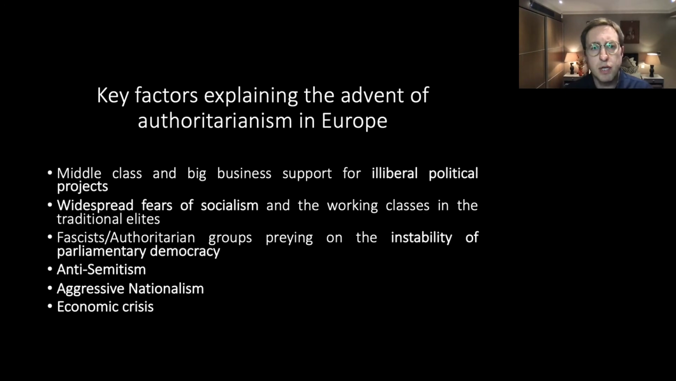What are the key factors that explain the advent of authoritarianism in Europe? Scholars have argued that illiberal political projects gathered support from middle class and big businesses, and that is certainly the case, for instance, in Germany, where a lot of big industry supported the regime there.